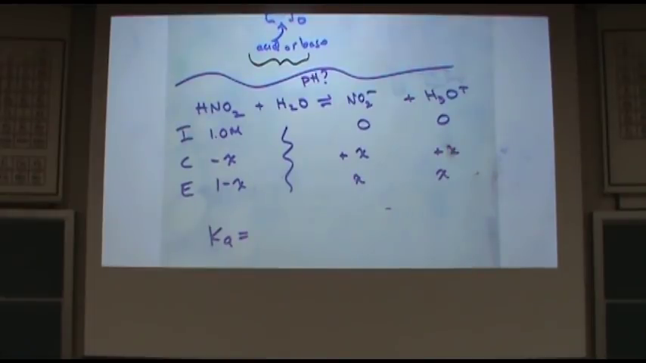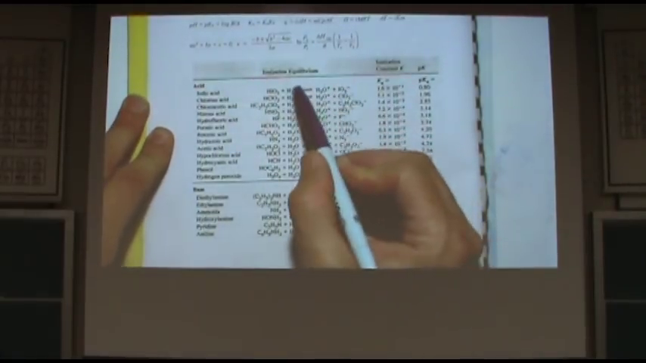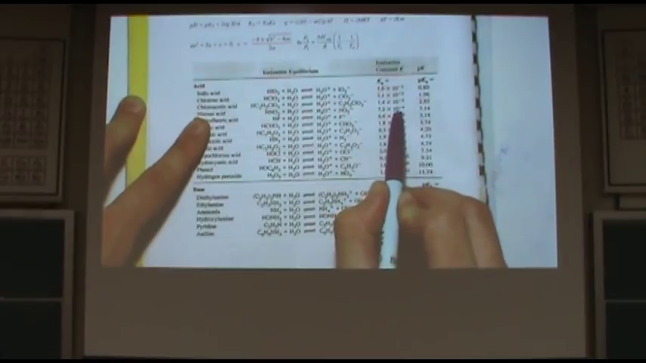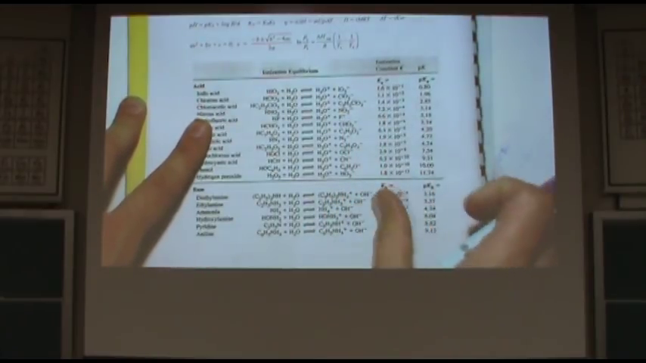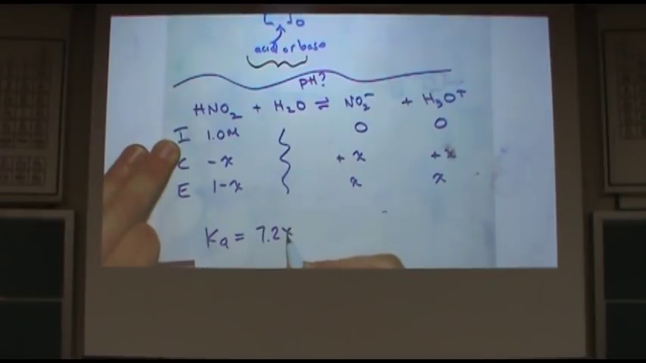Where would I find that? Back of the test. If you're taking my class, I give you what's on the test in the practice exam reader, and this is one of the tables that's there. I hope I picked one that's in here. Right here. Sweet. It's 7.2 times 10 to the minus 4.